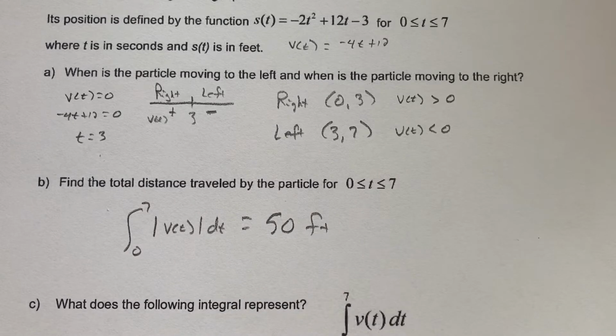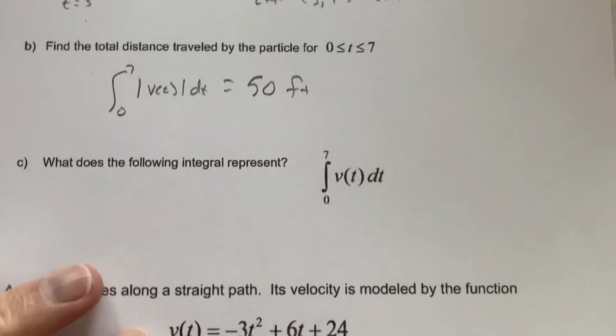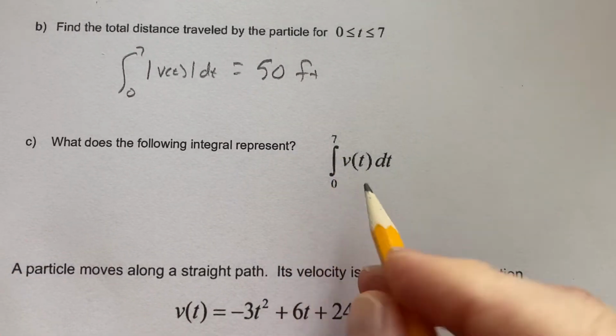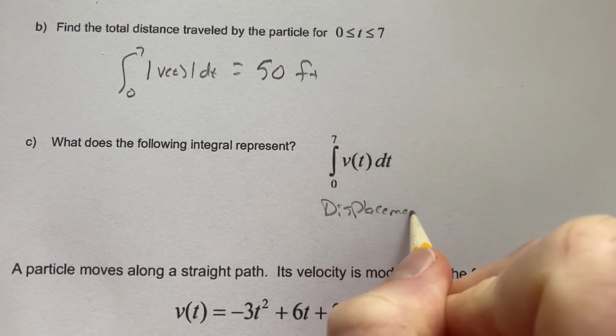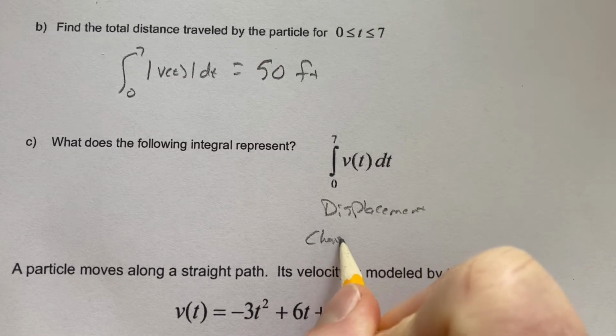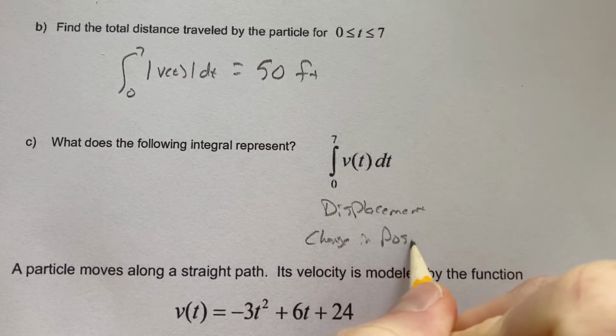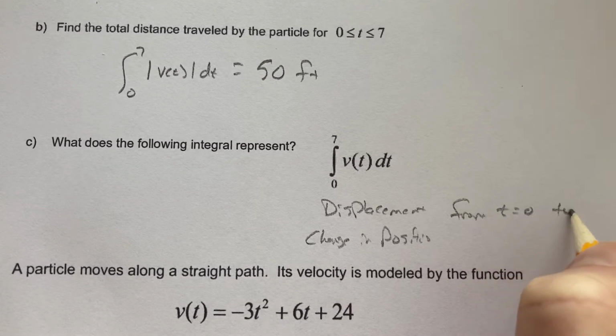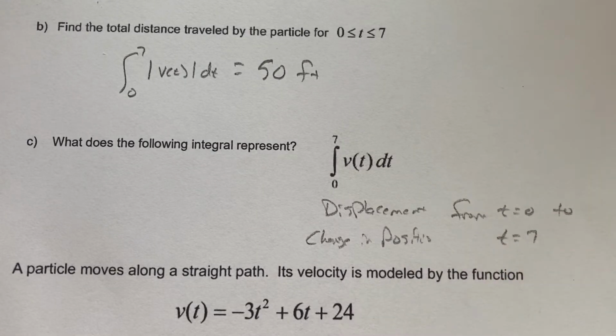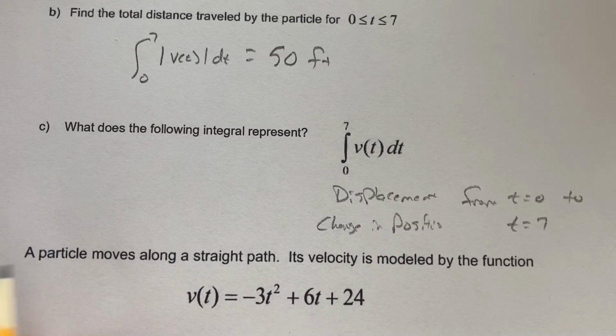Okay. What does the following represent? Well, now we're integrating just the velocity from 0 to 7. So this would represent our displacement, or change in position, from t equals 0 to t equals 7. Okay. And then that answers that one.